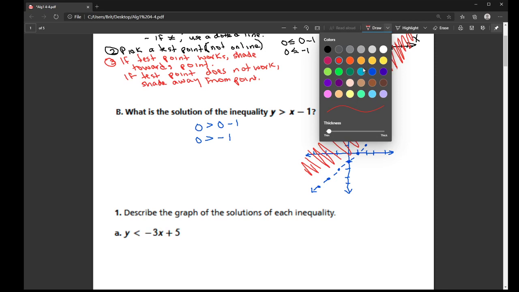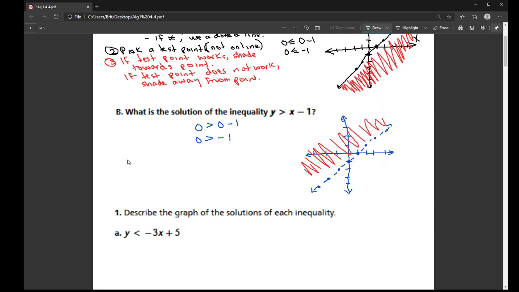Now, I want to show you a little bit of a hack here, like a life hack. If your line is written in slope-intercept form, then you can just know which way to shade based off the inequality symbol. So you won't need a test point.